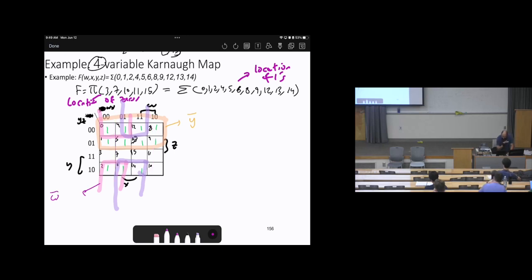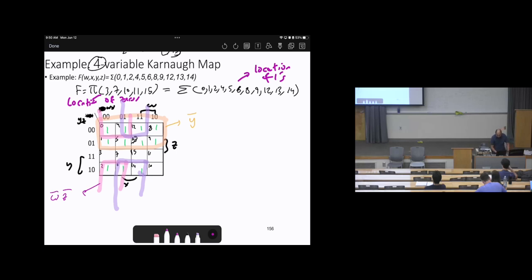Look at the other variable, which is y. Variable y is located here. This is associated with y, this is associated with y bar. Therefore, the variable y is not included. Then the last one, which is z. This is the location of z and this is the location of z bar. Therefore, it should be in the z bar area. So y bar, z bar area.